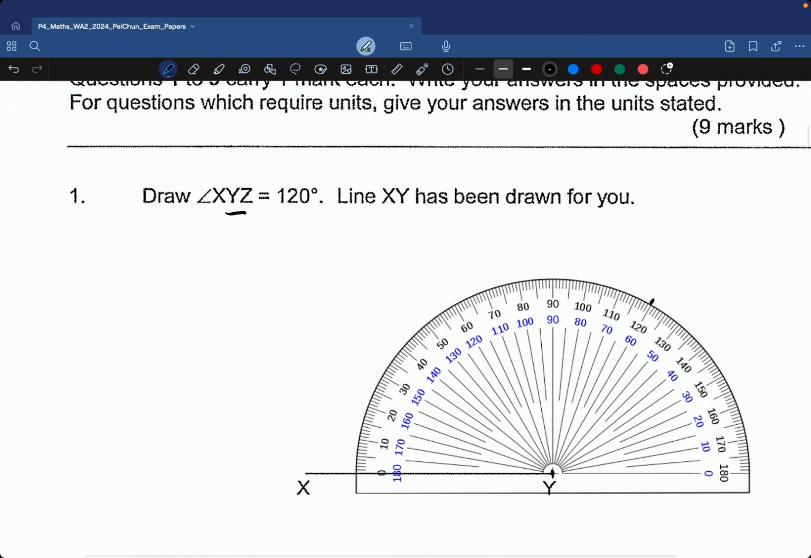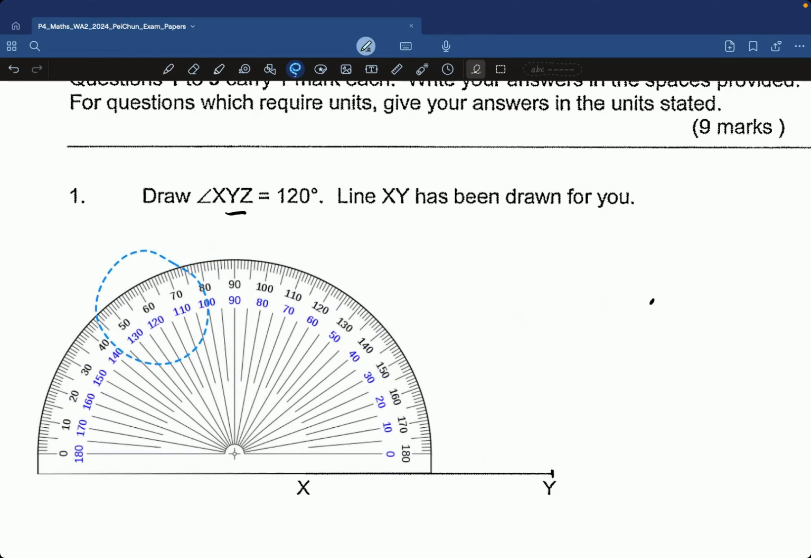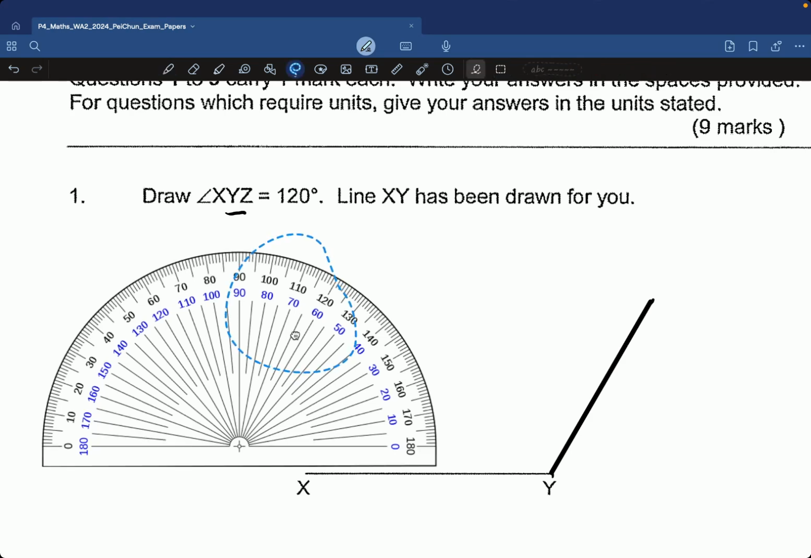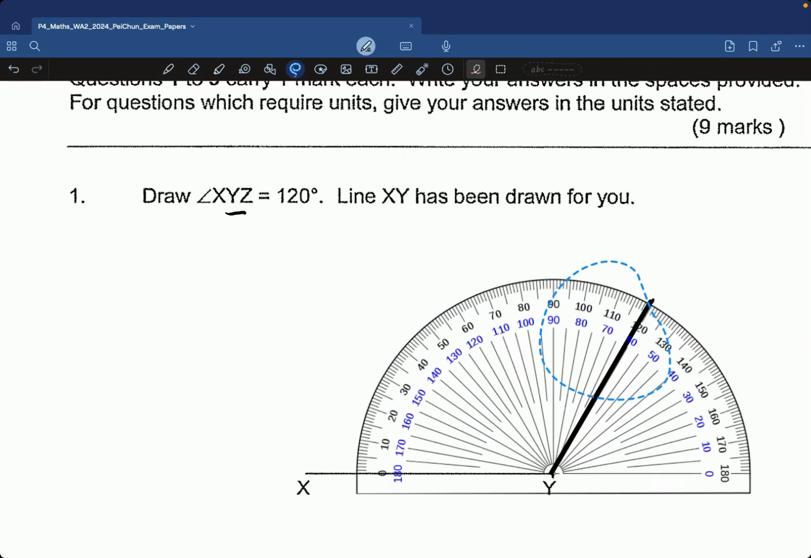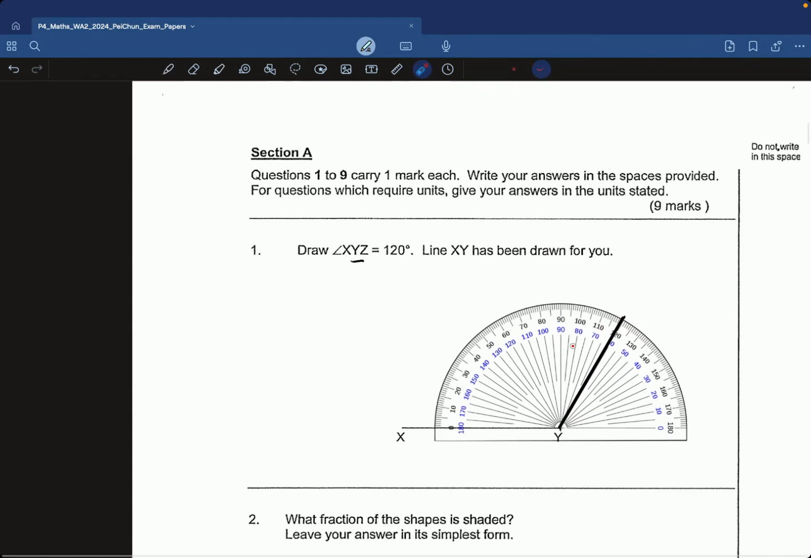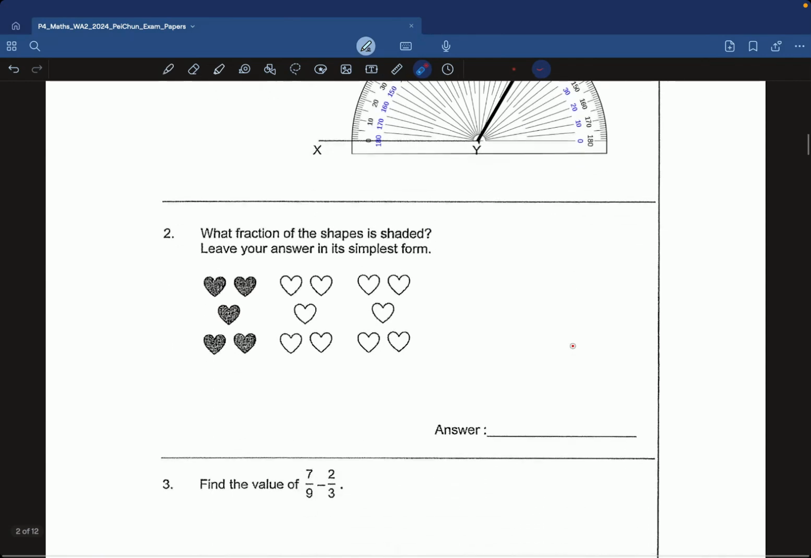And then after that, you can remove your protractor. Then you can just draw the line from this notch to Y. That's what you see over here. And that is how you draw 120 degrees. So it looks something like this. You draw here, then you see that it is aligned to 120 degrees. So the answer is like this. Let's move on to the next question.